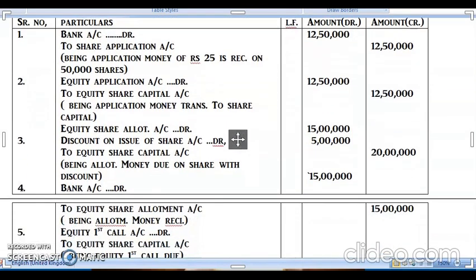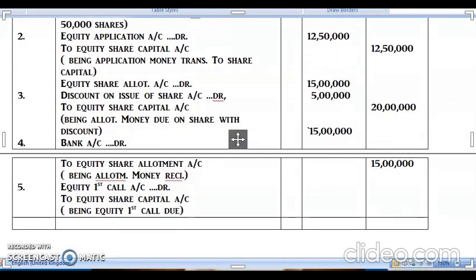So 15 rupees per share, you have to demand on 50 lakh shares, so that will be here for the first call. Then your value will come. First call money will be due is rupees 15 multiplied by 50 lakhs, so that will be 7,50,000. Here also 7,50,000.